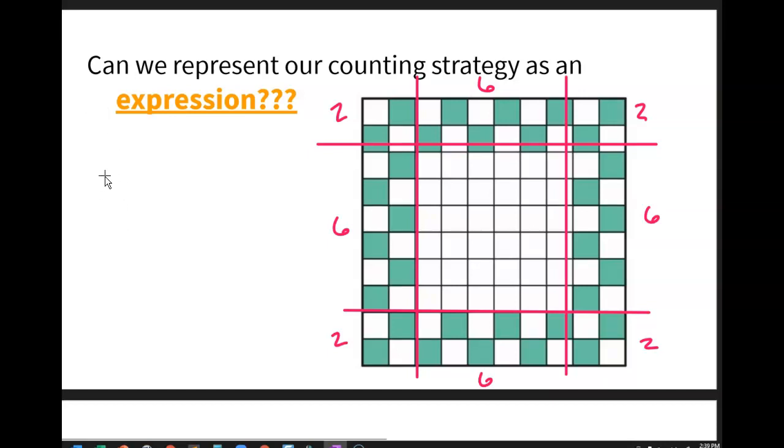So we'd have 4. I need to grab a pen. We'd have 4 corners times 2 tiles plus 4 sides times 6 tiles. These are corners. These are sides. That's exactly what we wrote on the last slide. This is an expression. 4 times 2 plus 4 times 6. That is an expression. It tells us how many tiles there are total. So that is the answer to this. This is how we write an expression.